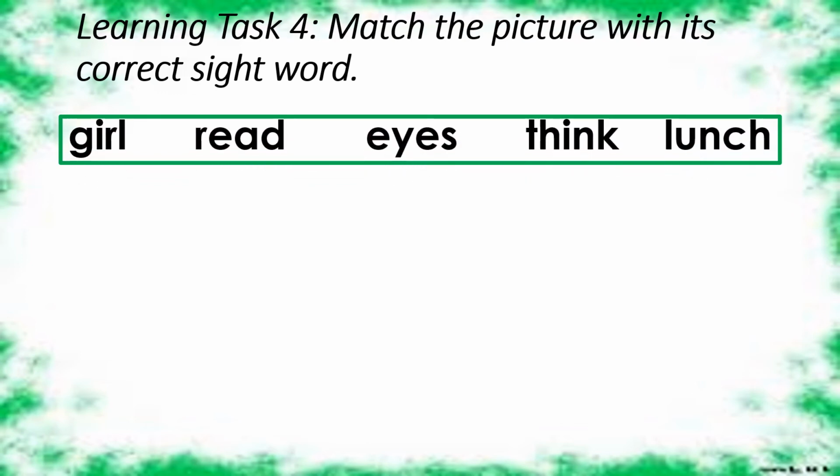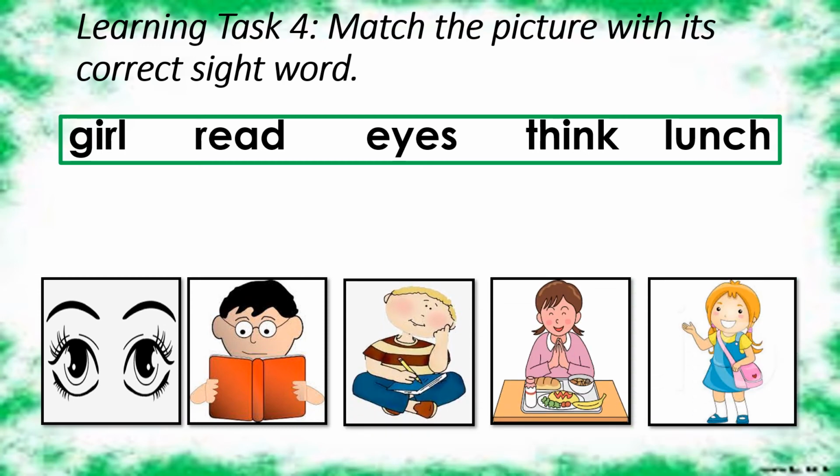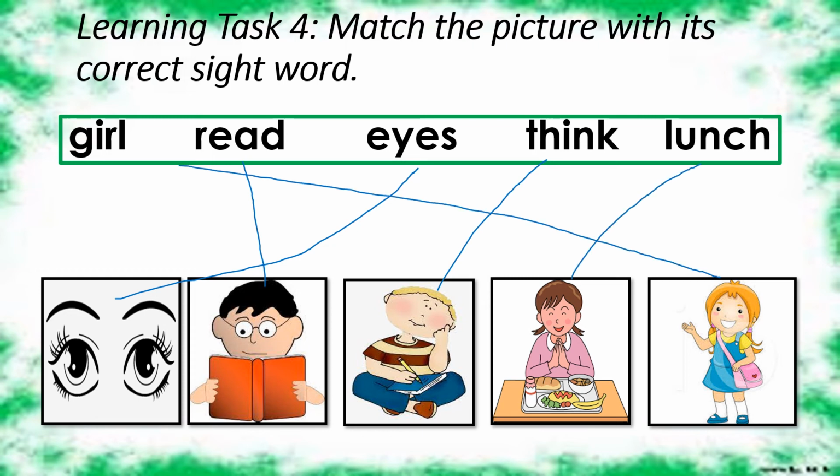Let's go to learning task 4. Match the picture with its correct sight word. Okay, these are the sight words. And we have pictures here below. Okay, and let's match. Where is the eyes? I think it's here. About, read. Think. Lunch. Okay, and the girl. Oh, it's very far there. Okay, that's good.